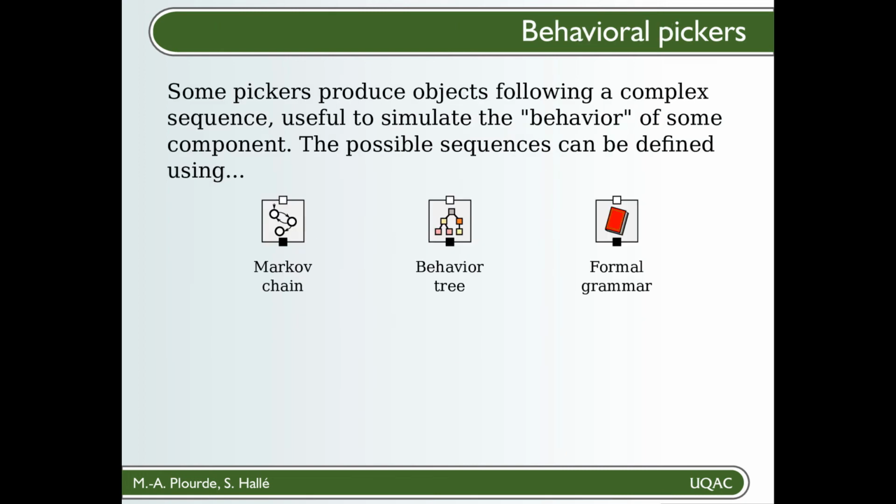Yet some other pickers are geared towards generating objects whose ordering follows a complex relationship, which makes them appropriate to simulate some form of behavior. Markov chain, as its name implies, performs a walk in a Markov chain and, upon each transition, produces an object by asking the picker associated to the state it reaches. Behavior tree does the same for a path in a behavior tree. Grammar picker generates sequences of symbols picked from a set defined by a context-free grammar.